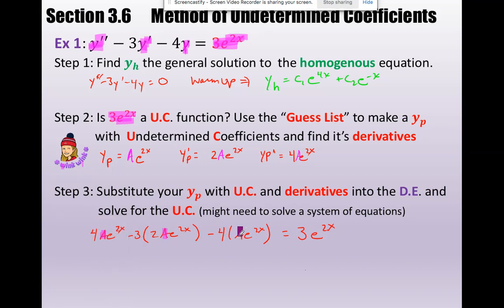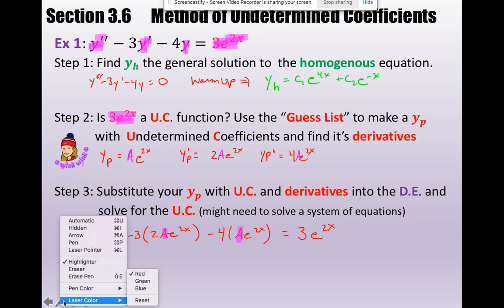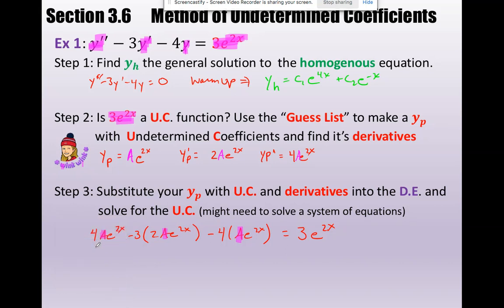And what I'm after is solving for the undetermined coefficient. In this case, I'm not going to need to use a system because I've only got one unknown. So I'm simply going to say, what do I have here? I've got e to the 2x everywhere, right? And I have 4a here, minus 6a here, and minus 4a here. So do you see what's going to happen?